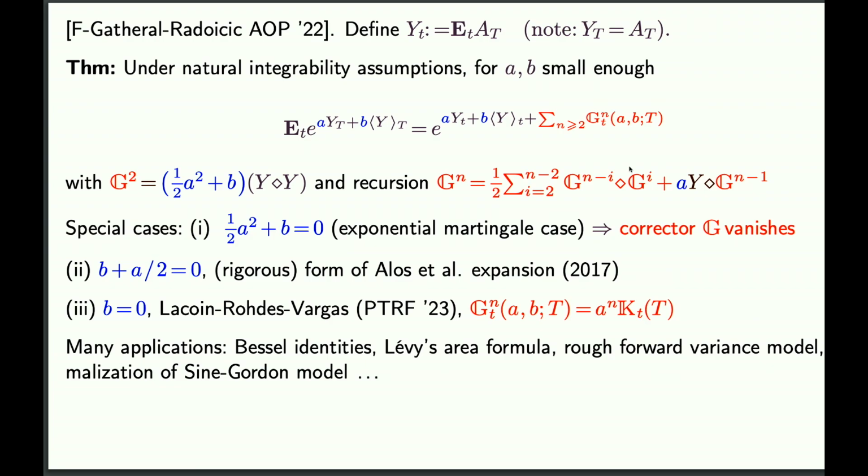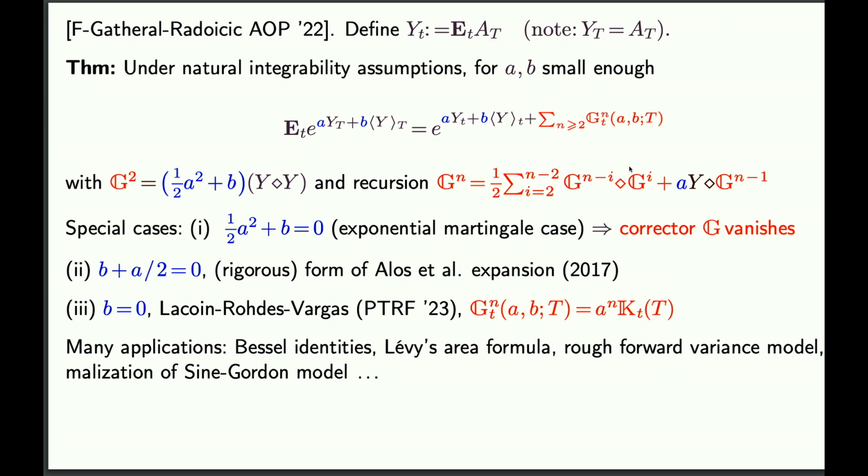This works in the sense of an almost sure identity for A, B small enough. Okay. So, special cases. This one I find very satisfying. If this relation here holds, then you recognize here an exponential martingale. And so then this must be the answer. This is 0, and this exactly happens because this vanishes and everything vanishes.